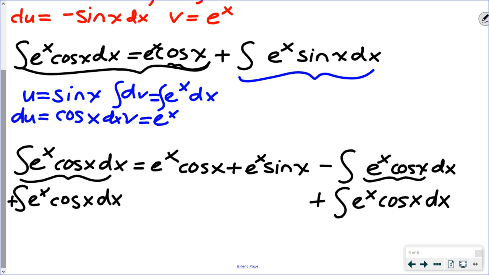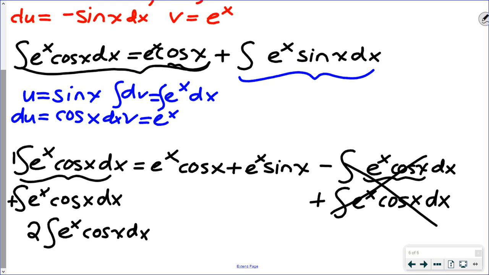So here, because I have a positive and a negative of the same thing, they're going to cancel. But over here, it's like combining like terms. I have one integral of e to the x cosine x plus 1. So that's going to end up equaling 2 times the integral of e to the x cosine of x. It's like putting a number in front. So I'm just adding the 1 plus 1 to get 2. Okay, and we know that that is equal to e to the x times cosine of x plus e to the x times sine of x.